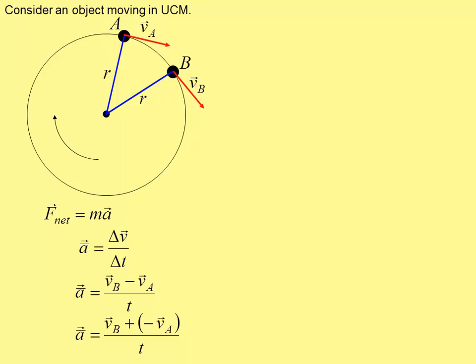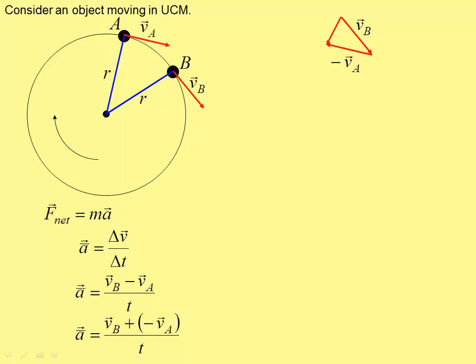So let's draw a vector diagram that represents the change in the velocity. There is VB. Notice that it looks exactly the same as VB here. Plus means I draw head to tail, so I'm going to start here. The opposite of VA would be a vector that is just as long but points in the opposite direction. So there we go. There's the opposite of VA. The resultant vector goes from the tail of the first to the head of the last.